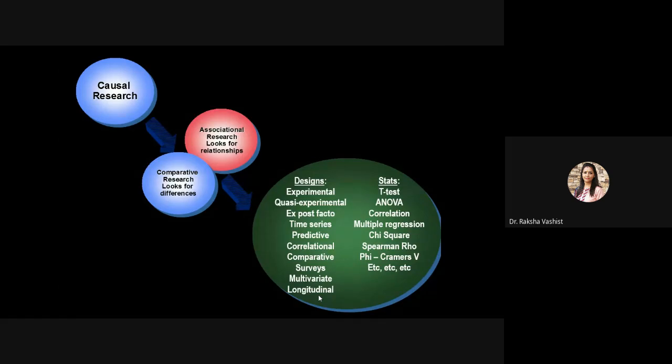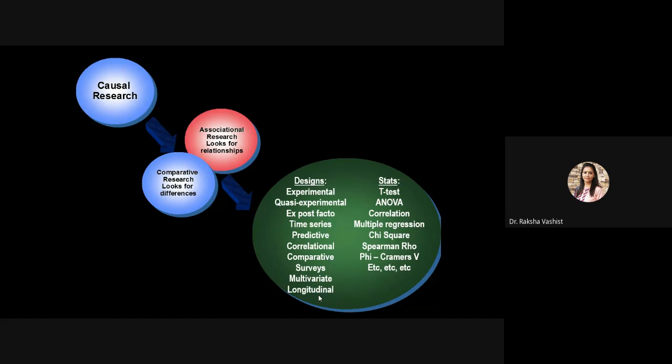Now, causal research can further be divided into two more categories: associational research that looks for the relationship only, and comparative research that looks for the differences. All right. So, for causal research, the research designs we can use are experimental research design, quasi-experimental research design, ex post facto analysis, time series analysis, predictive analysis, correlational analysis, and so on.